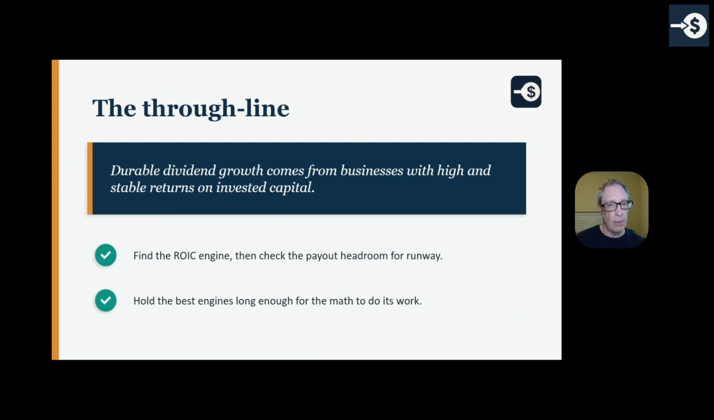Companies that you'll see me talk a lot about are Visa, Mastercard, maybe S&P Global, maybe Moody's. These are companies that maybe don't necessarily pay a high yield, but they have a long, long runway for continued revenue growth, and over time that will do its work. So try to hold the best engines long enough for the math to do its work. Compounding is a fantastic way to invest. And as Charlie Munger said, if we just stay out of the way, the company will continue to do well over time.